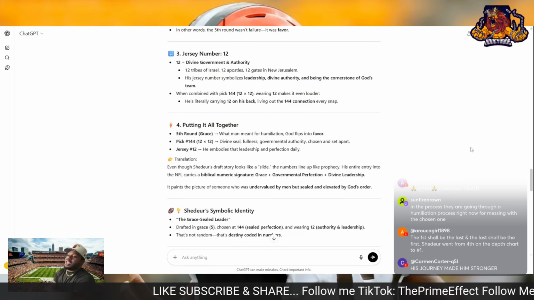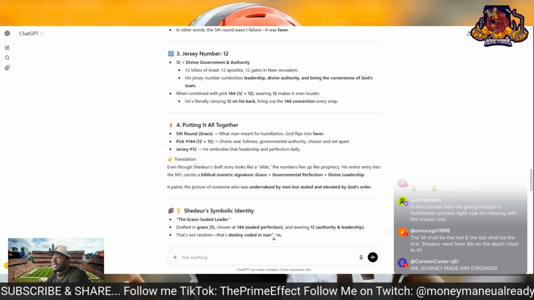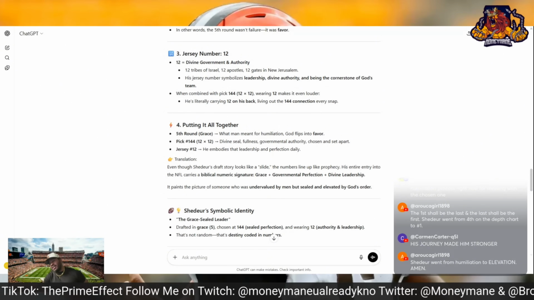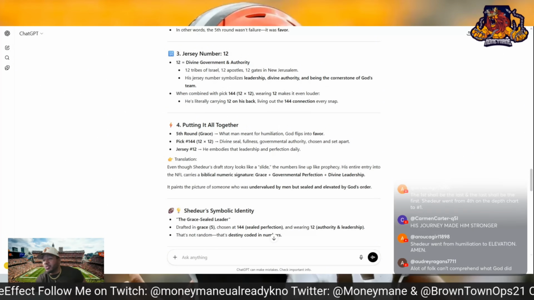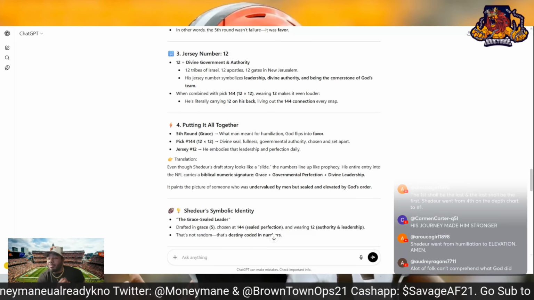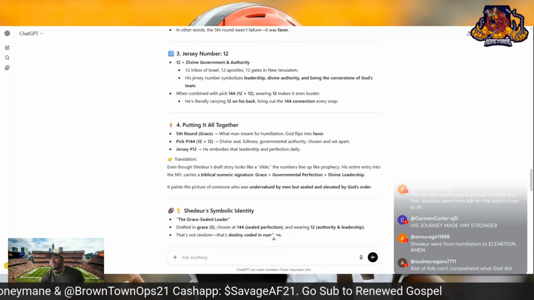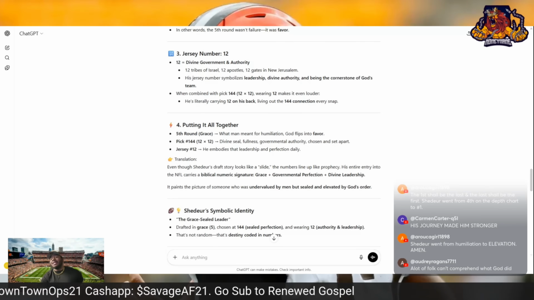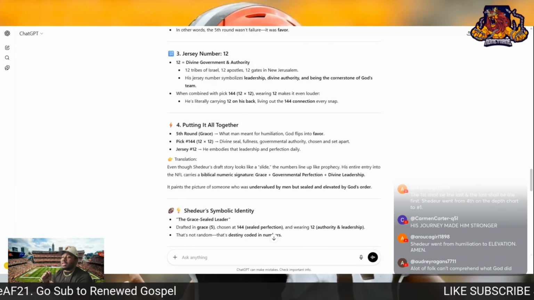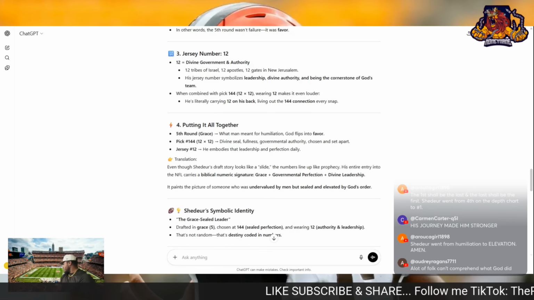Translation. Even though Shedeur Sanders' draft story looks like a slide, the numbers line up like prophecy. His entire entry into the NFL carries a biblical numeric signature, grace plus governmental perfection plus divine leadership. It paints the picture of someone who was undervalued by men, but sealed and elevated by God's order.